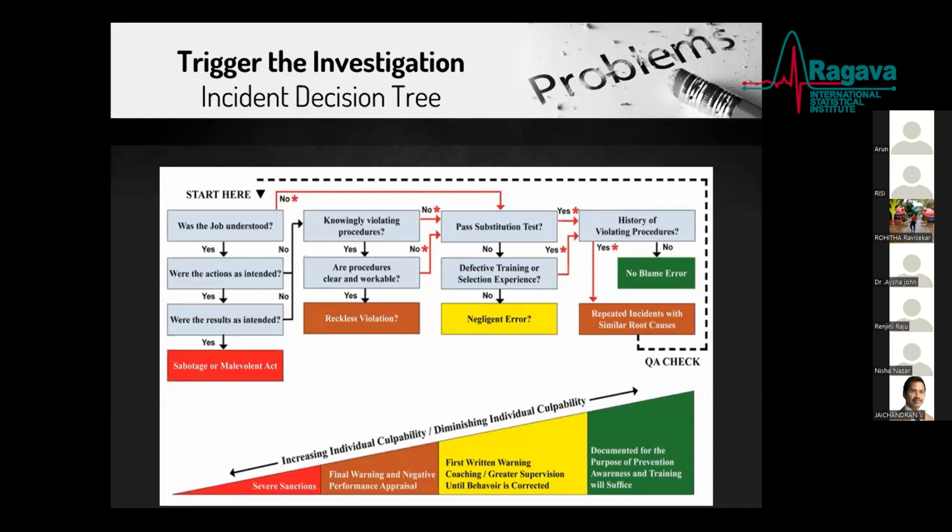Now, the most important point we need to understand is the balancing of the need to learn from our mistakes and the need to take disciplinary action. That is the balancing act we need to address. The incident decision tree is based on an algorithm for dealing with staff involved in safety errors in an organization. It's also called the culpability tree.